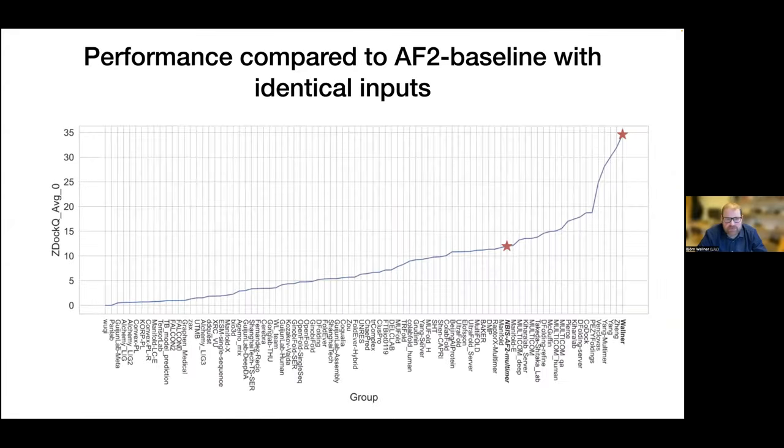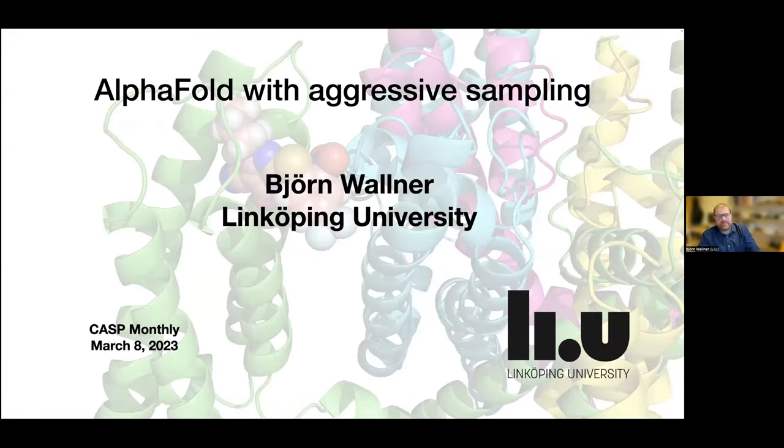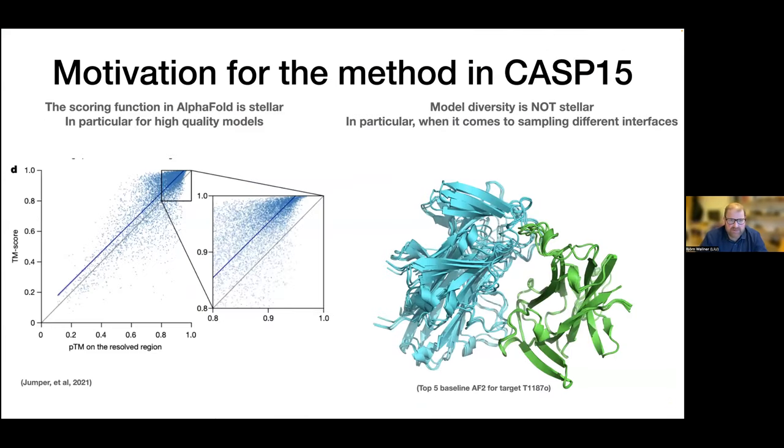Okay, going backwards. I saw that there was a pre-request to see the CASP presentation, but since I'm not sure everyone followed that, I will just have a few slides on the actual method. So, AlphaFold with aggressive sampling.